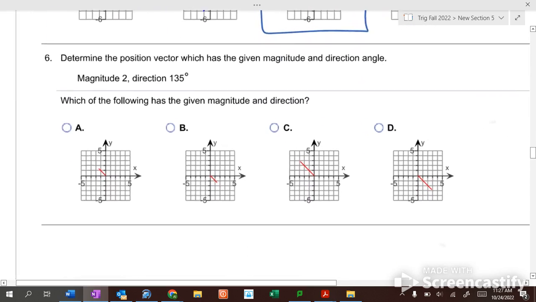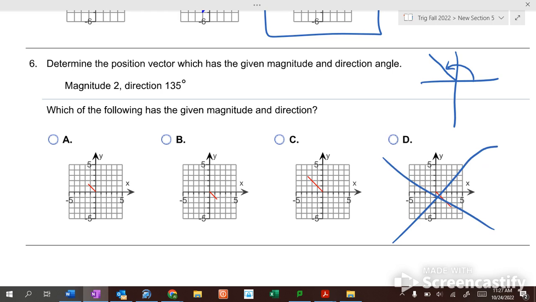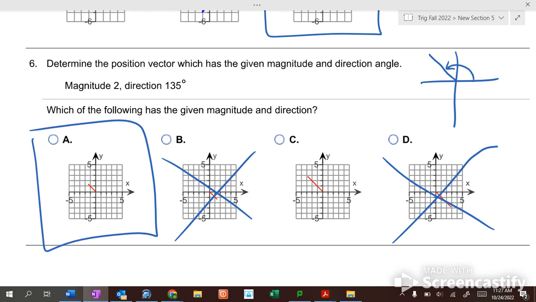All right, magnitude and direction. Which one of these has a magnitude of 2 and a direction of 135 degrees? All right, so to be a direction of 135, you're 45 degrees past 90 degrees. 90 plus 45 is 135. So you're over there somewhere. So you know it's not D, and you know it's not B. Which one of these two would have a length of 2? A would. That would have a magnitude of 2.